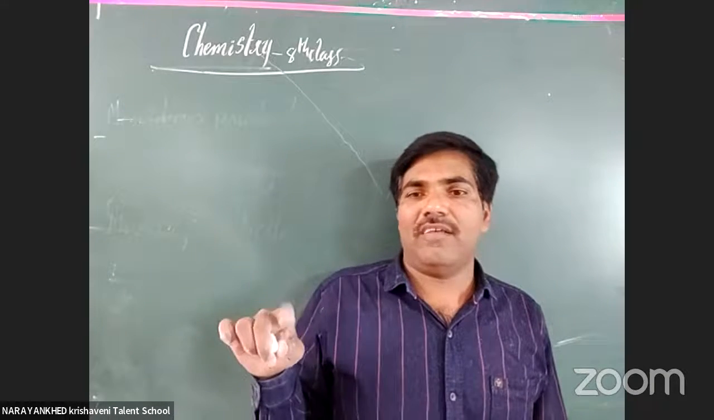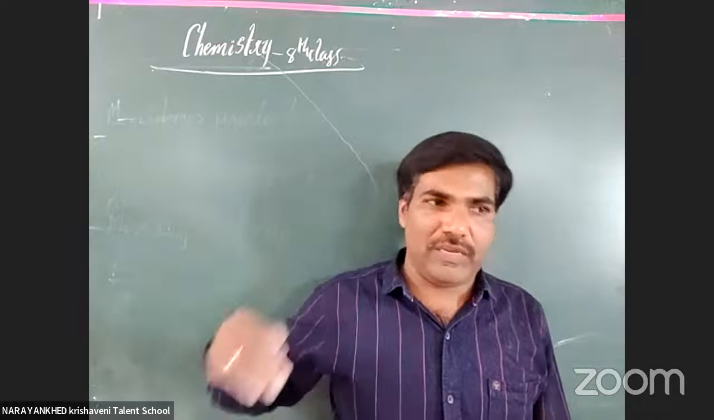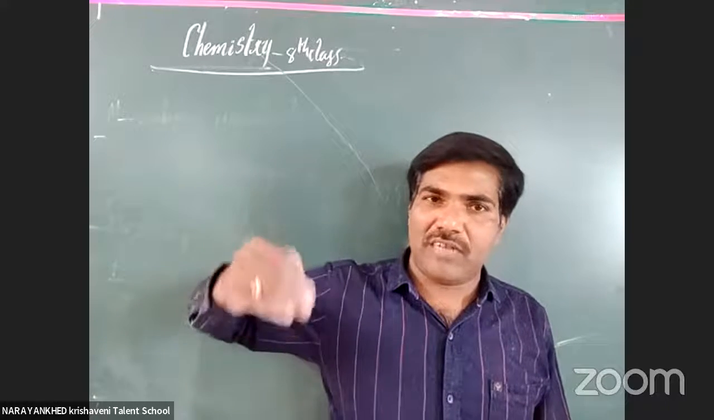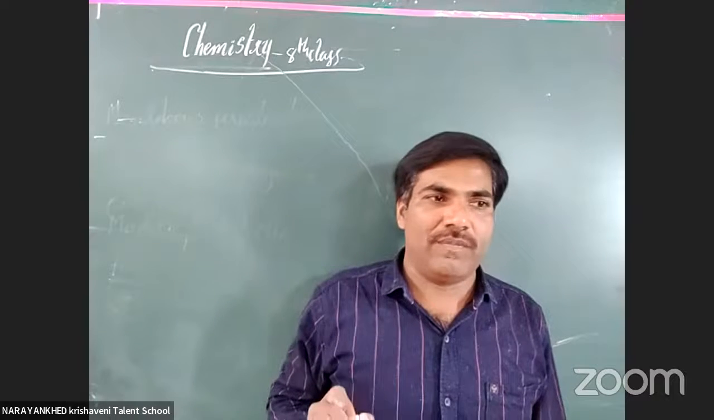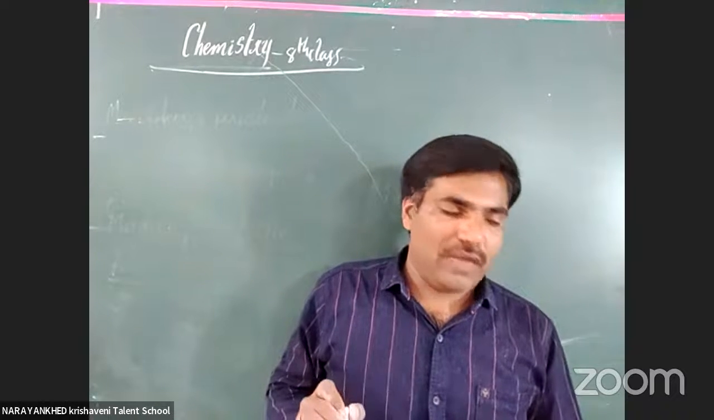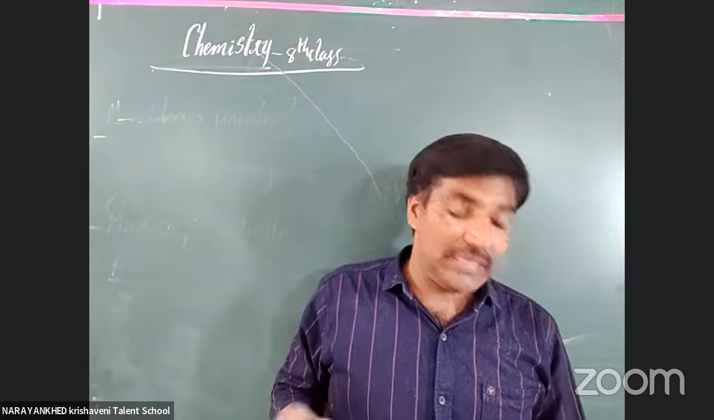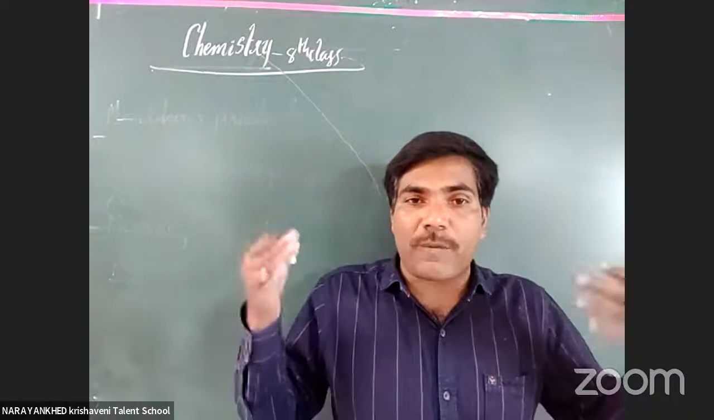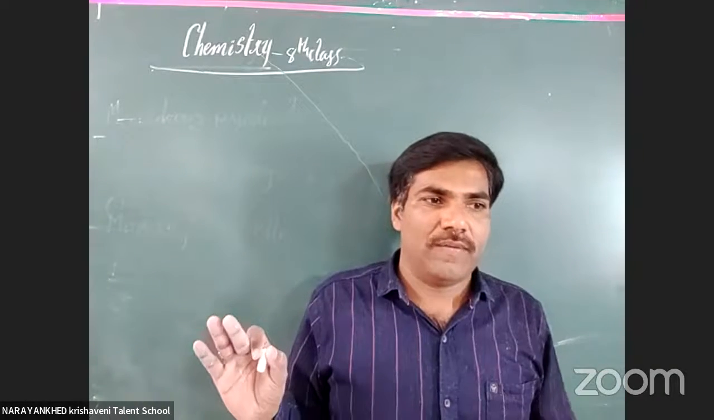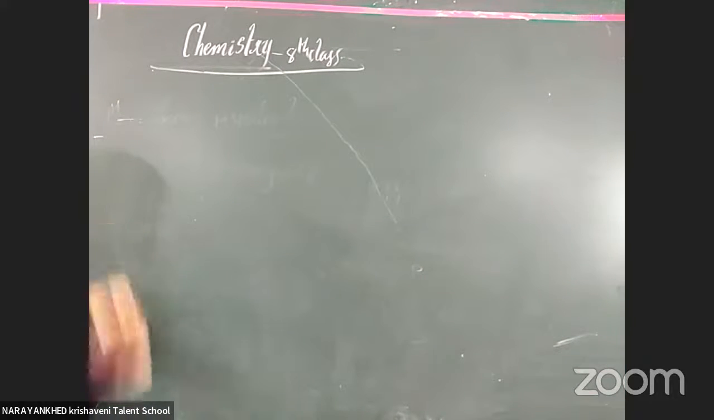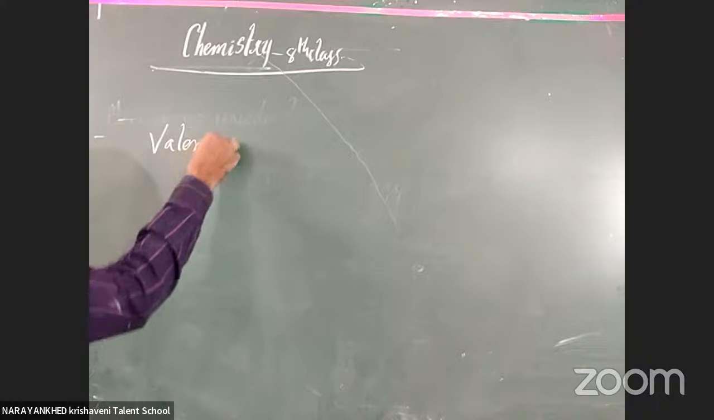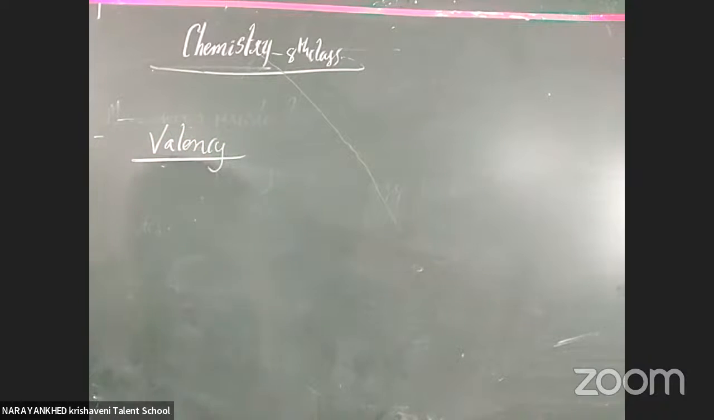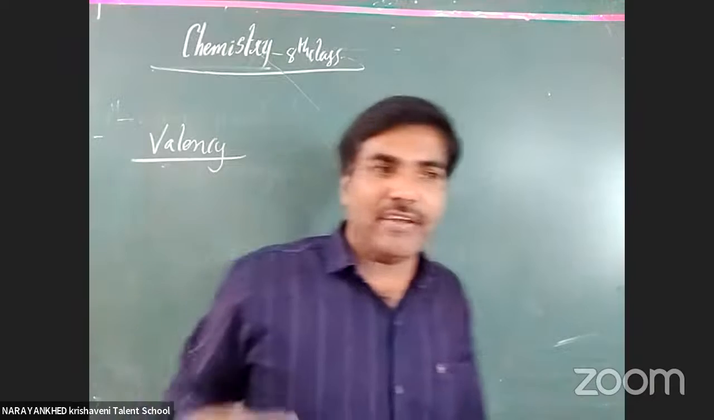Based on that, we again divided our periodic table, but we get somewhat different changes in the modern periodic table compared to what we have seen until now. Clear or not? Before going to that, what are the properties we are going to discuss in the modern periodic table? That is very, very important. First is valency. Which one is called valency?